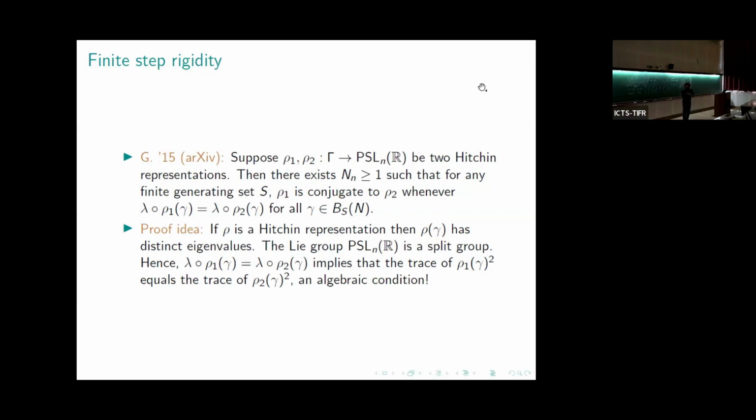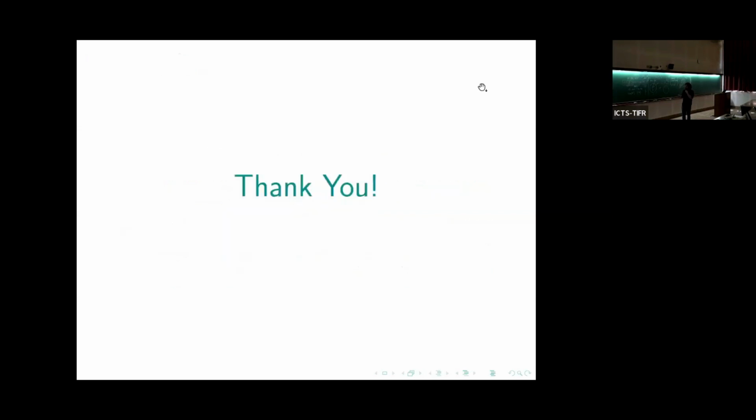You take the squares of these elements and take the trace, and then you get kind of an algebraic condition out of these results. From there you essentially show that because it's an algebraic condition, you get an algebraic variety, and you don't need more than finitely many points to determine that variety, and that finitely many points is predetermined in some sense by the variety itself. It's kind of a Bezout's theorem application. So yeah, thank you. Are there any questions?